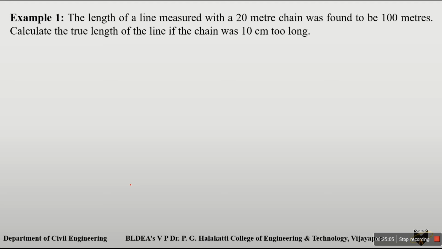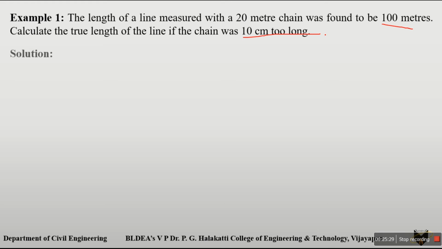They are using the 20 meter chain. Then by using that 20 meter chain, they have measured the distance between the points. The distance measured is 100 meters. Then you have to calculate what is the true length of that line if the chain was 10 centimeter too long.